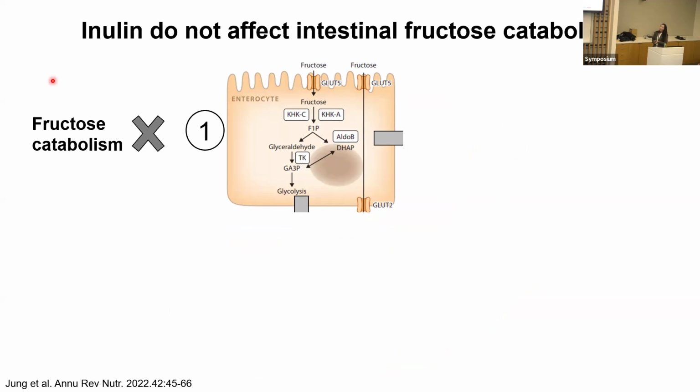First would be the intestine, and we found that inulin does not affect intestinal fructose catabolism, by measuring gene expression level and isotracing.